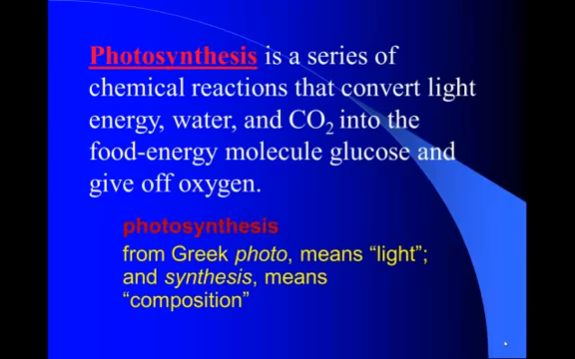Photosynthesis is a series of chemical reactions. So was cellular respiration. But here, these chemical reactions are converting light energy, water, and carbon dioxide into a food energy molecule called glucose. Remember the sugar. And it gives off oxygen, which is a byproduct, and it's a benefit to us because we need to breathe that oxygen. It comes from the Greek word photo, meaning light, and synthesis, meaning to compose, to put something together. So in photosynthesis, light is used to make something, glucose.